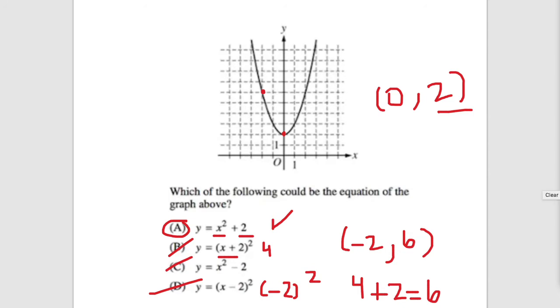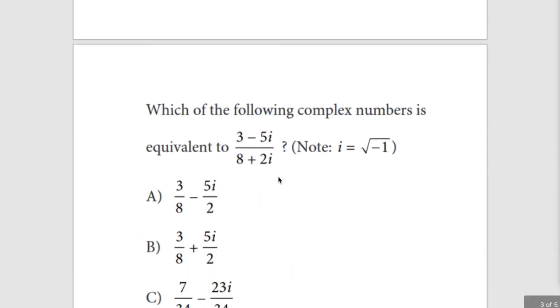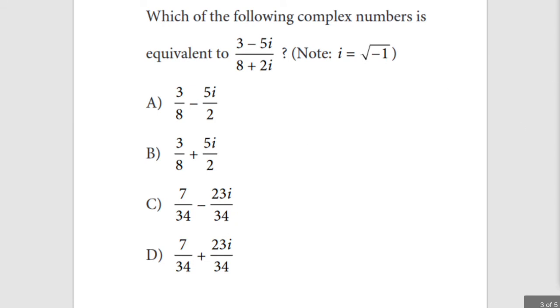All right, so when you're dealing with graphs, you just plug in points. When you're dealing with triangles, you draw them. All right, let's go to this one. Now we're going to do a question about complex numbers. When I'm working with complex numbers, I always try to multiply by conjugates so that I can make it easier for me when I'm solving.